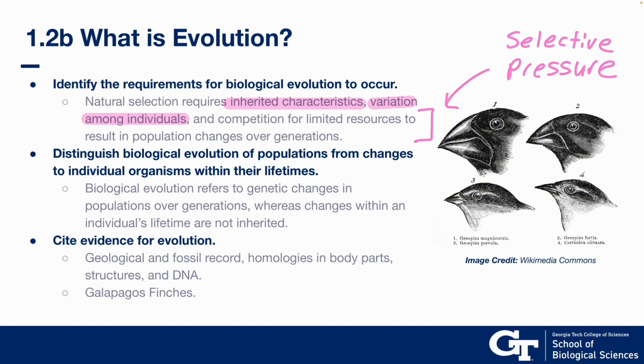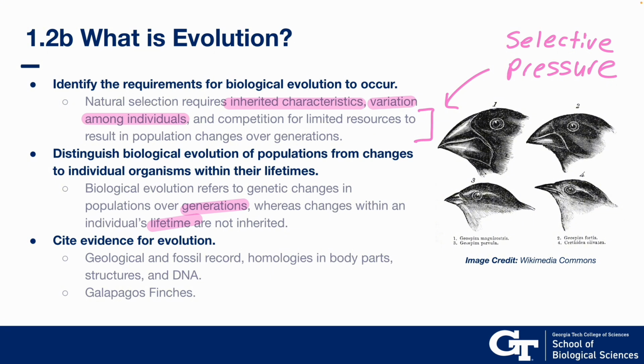Okay, distinguishing evolution. So biological evolution is a change in a population over a generation. Whereas if something changes in a lifetime, it is not going to be inherited. So we have generations versus lifetimes. This is a really key concept for what evolution is. Remember, evolution is a change in allele frequencies over time. So if we're looking at an individual's lifetime, is that evolution? No. For example, if you go to the gym every day and you work out and you get super buff, have you evolved? No, because that's just a change within your lifetime.